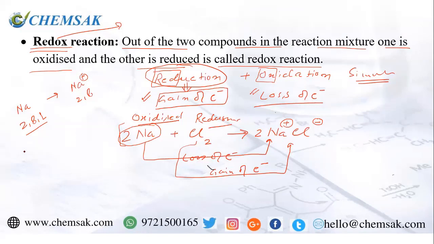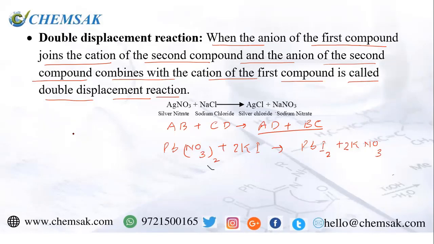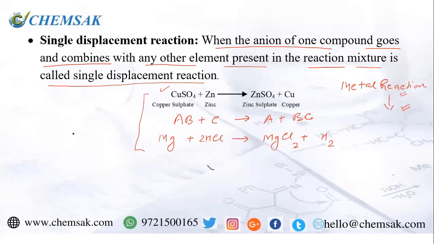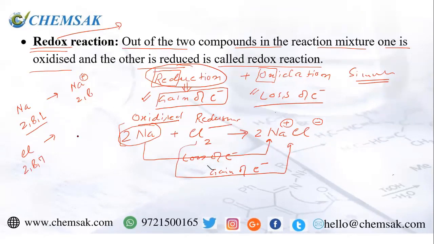And chlorine electronic configuration is 2,8,7. To complete its octet, this gains one electron. Due to gain of one electron, it is Cl minus 1 and electronic configuration is 2,8,8. Is it?